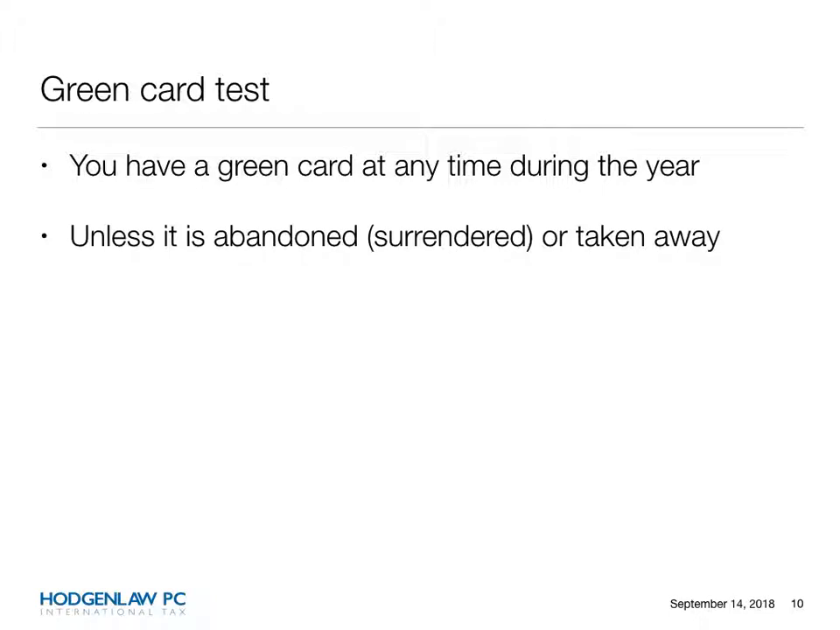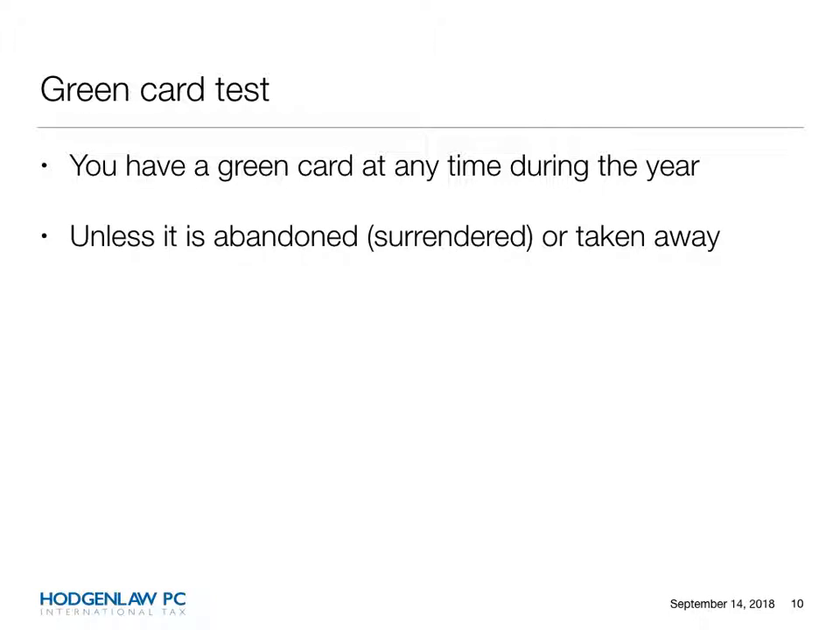Starting off, the green card test is a pretty straightforward test. If you have a green card at any time during the year, then you are a US resident, unless the green card has been abandoned or taken away. Abandoning or surrendering a green card can be initiated by you personally, by the USCIS or the United States Citizenship and Immigration Services, or by a US consular officer.